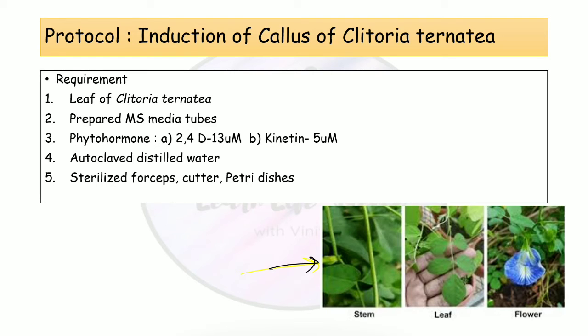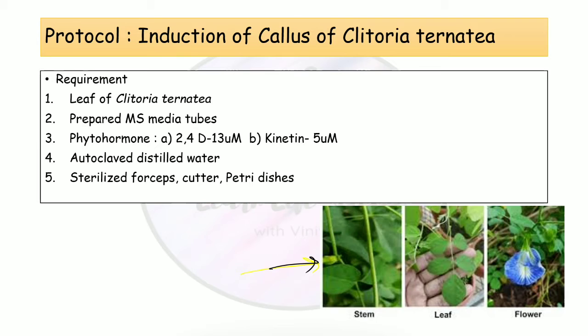Now the requirements are the leaves. You are going to require the leaves of the plant. Second, you are going to require the Murashige and Skoog media. I will try to make a separate video for the preparation of MS media. There is a standard procedure for the preparation of MS media, so you can go through that.